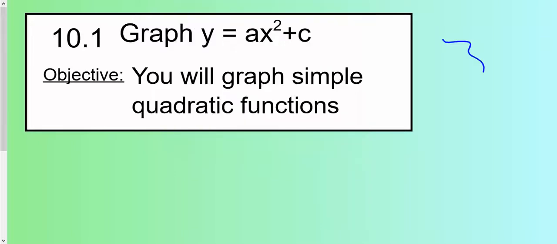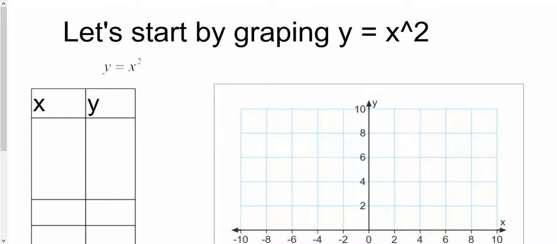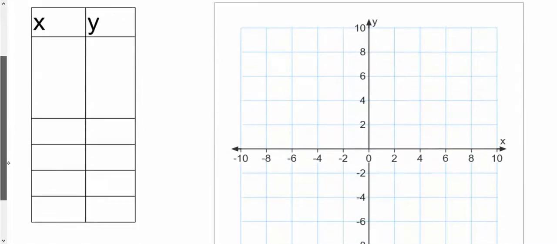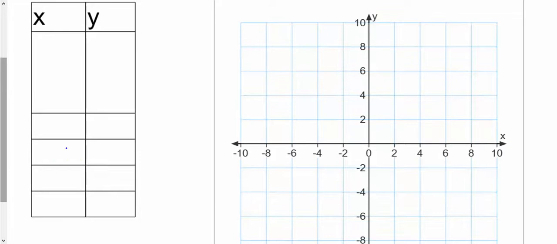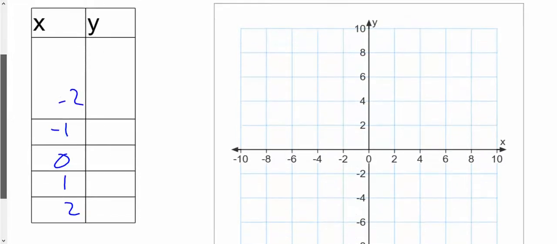Okay, so we're going to be graphing simple quadratic functions, basically b equals 0 here. All right, let's start by graphing the parent. This is our parent function. It's the most basic quadratic. What you're going to do, make a table of values, 0, 1, 2, -1, -2. And what we're graphing is y equals x squared, so we're just taking numbers and we're squaring them.